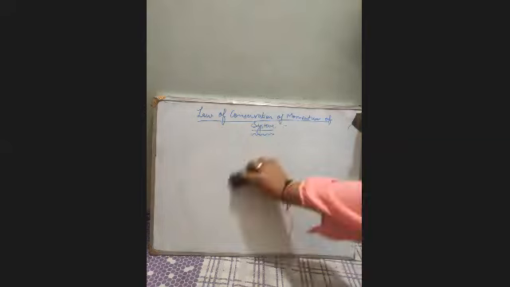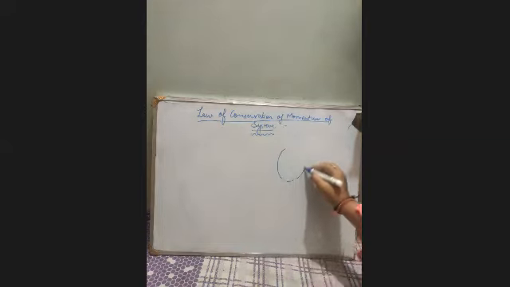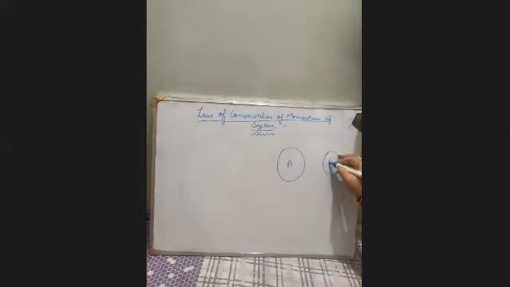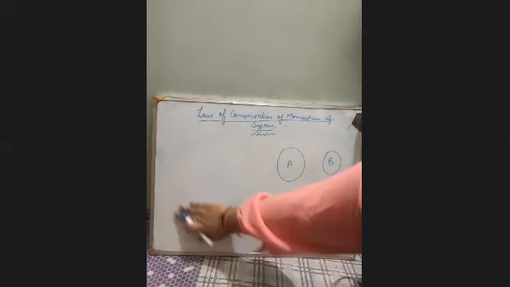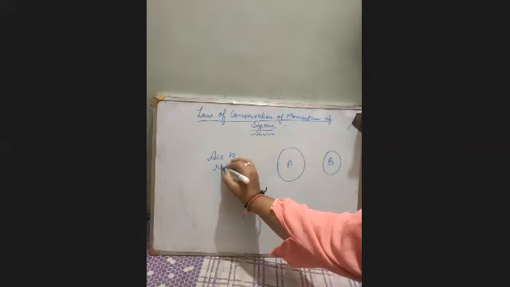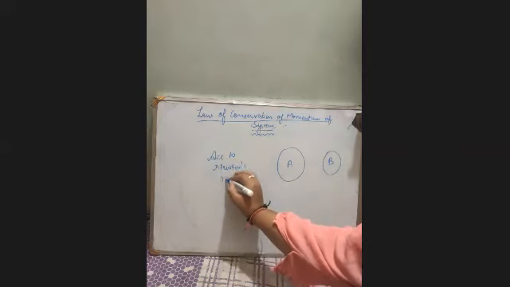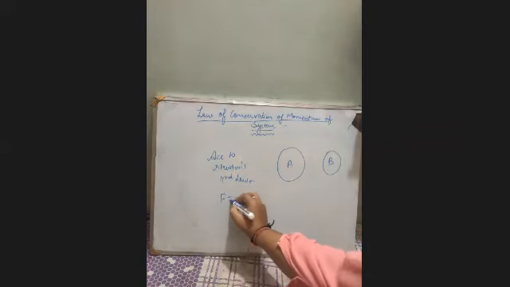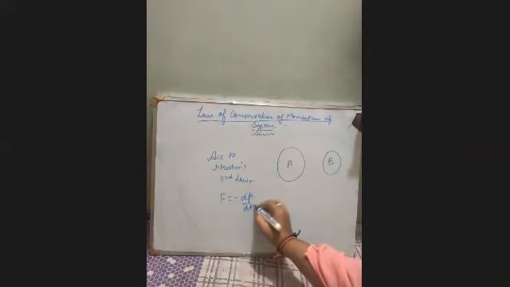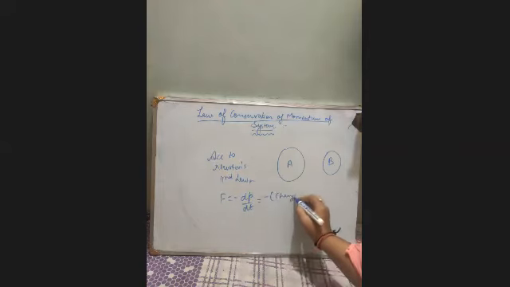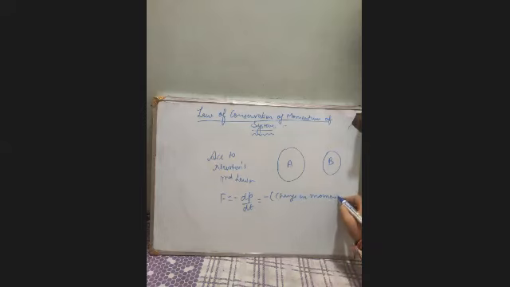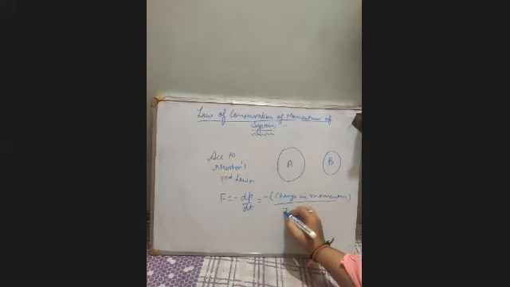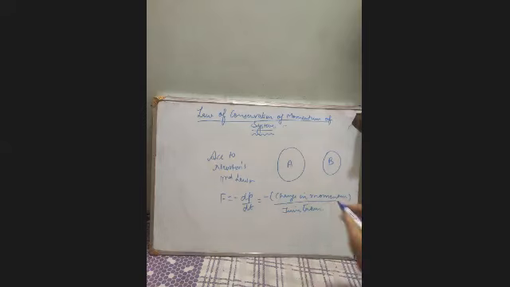Now, when the collision took place, here I have this object A and here I have this object B, right? At that time, according to Newton's second law, you know that F is equal to minus dp by dt. That is minus change in momentum, right? Divided by time taken of that momentum change, right?